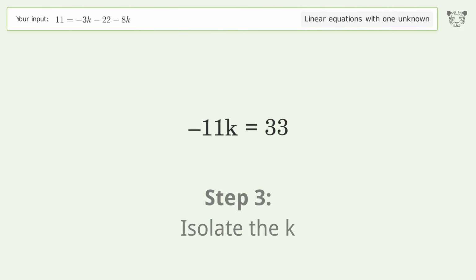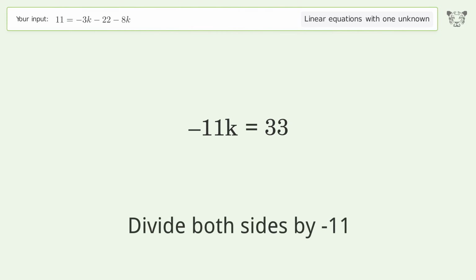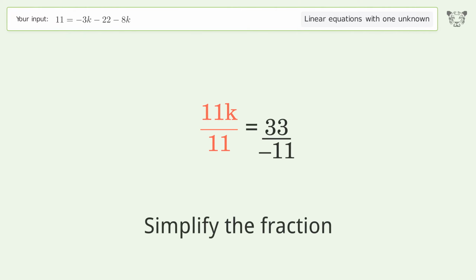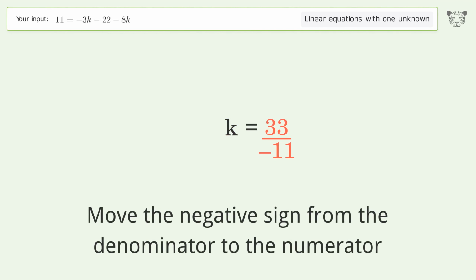Isolate the k. Divide both sides by -11. Cancel out the negatives. Simplify the fraction. Move the negative sign from the denominator to the numerator.